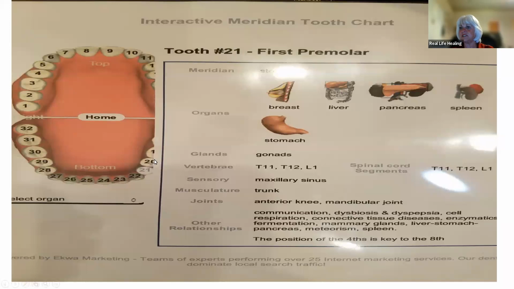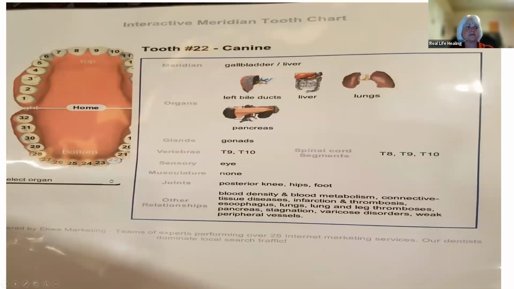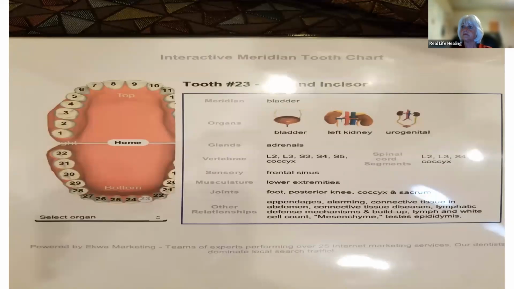Here's our 21, which is right down here. 22. Pancreas. So people that might be prone for diabetes might look at their tooth 22 and consider their pancreas. Because if the pancreas isn't producing insulin and it's become intolerant, what are we eating? 23, your adrenals. A lot of people are wondering that are having problems with adrenals.